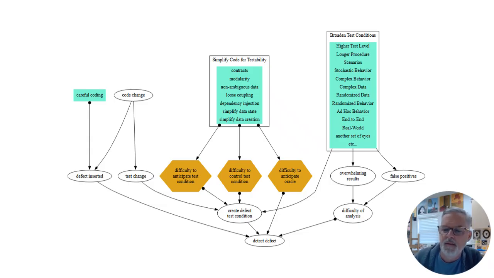And what that does, as we see in the relationship diagram here, is it strengthens the create defect test condition effect that we're trying to have. But it comes with a cost, right? And that cost, there's a lot of costs that come with it, but the two I'm going to focus on are overwhelming results and false positives.